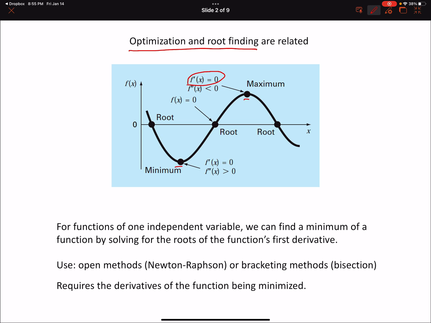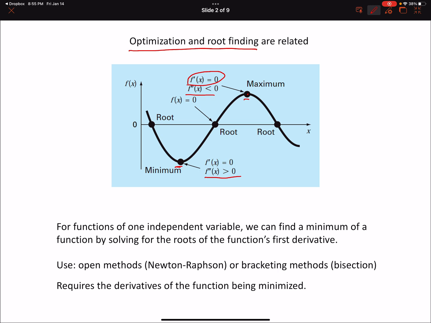We also can remember from calculus that we have the second derivative test that we can use to help us tell whether the point that we found was a maximum or a minimum. In this case, if the second derivative is positive, we have a minimum. If the second derivative is negative, we have a maximum of the function.